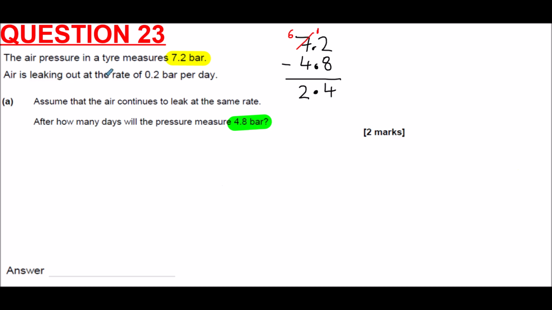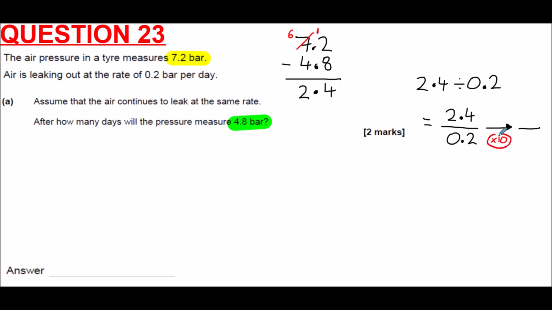Now air's leaking out at the rate of 0.2 bar per day. And so what we can do now is 2.4 divided by 0.2 to find out how many days it takes for it to lose 2.4 bar. Now we can do this without worrying about the decimals by getting rid of them. So what we could do, 2.4 divided by 0.2, we could get rid of the decimals by multiplying both numbers by something so that the numbers become whole numbers. What I'd suggest doing is just multiplying both top and bottom by 10.